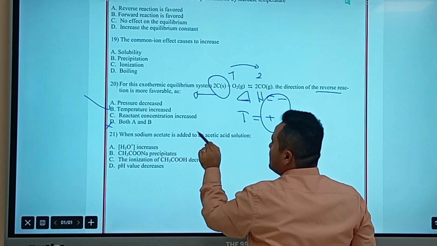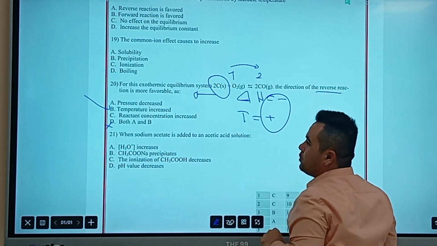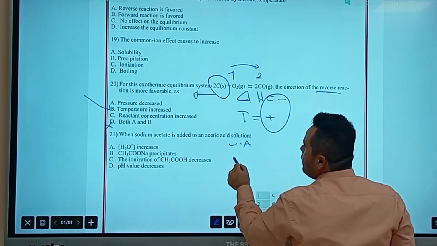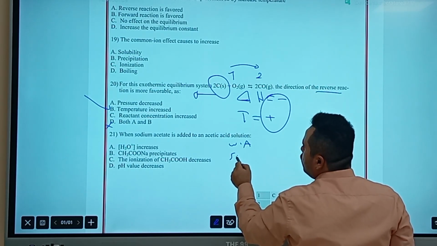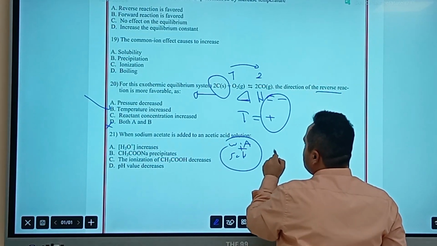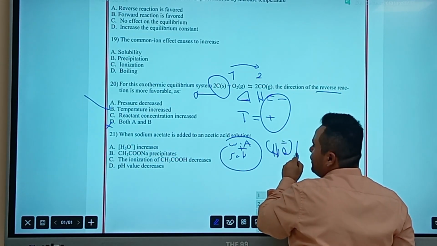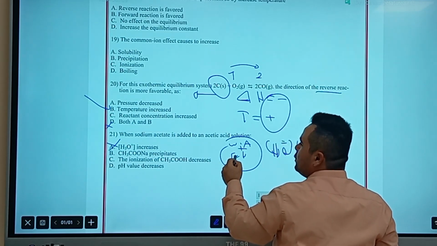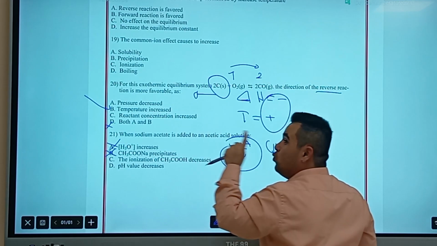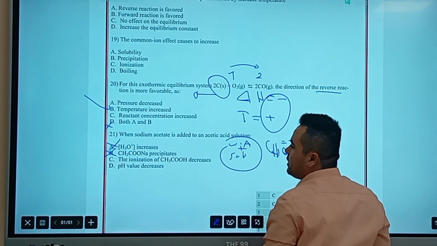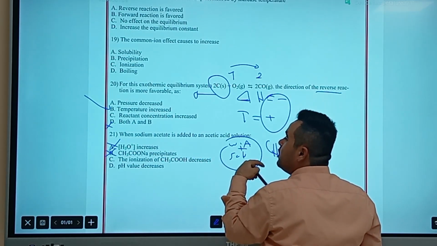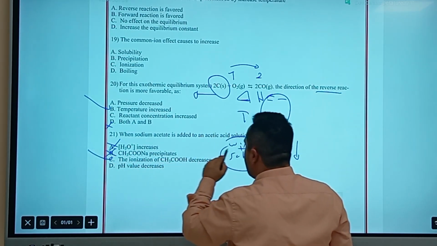When sodium acetate is added to an acetic acid solution, sodium acetate is a salt of that weak acid, what will happen? Does the hydronium concentration increase? No, in this case hydronium reduces. Does CH3COO precipitate? No, because in weak acids and weak bases there will not be a precipitation of the salt. The ionization of the weak acid decreases. Yes, of course, the ionization of the weak acid decreases.